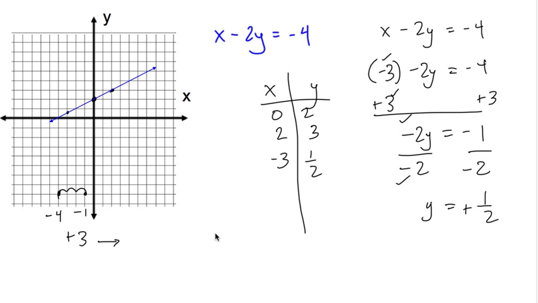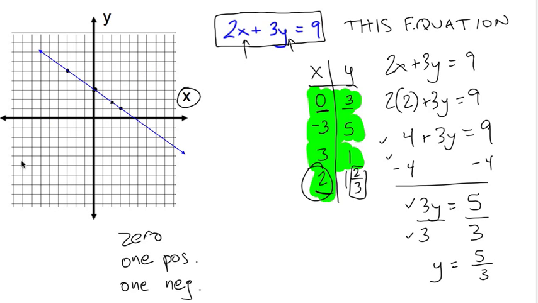Now that's what you're going to be doing today, and I just want to remind you, for every single one that you do, I want you to pick 0, and then I want you to pick one positive number, and I want you to pick one negative number. It does not matter what your one positive and your one negative are. They can be anything.